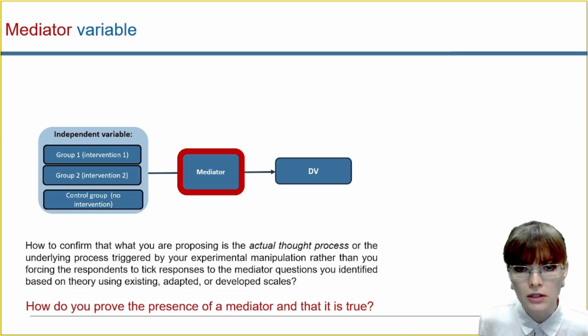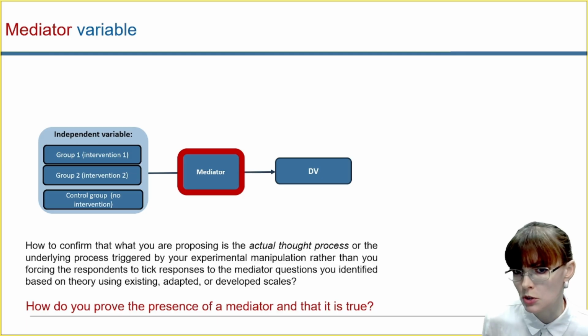And this question basically comes down to, how do you prove the presence of the mediator and that it's actually true? Well, the first answer is you have to do a literature review. You have to see what was done in the past, and that should help you to understand what should be the mediator in the phenomenon that you study. It should help you contextualize your research better.